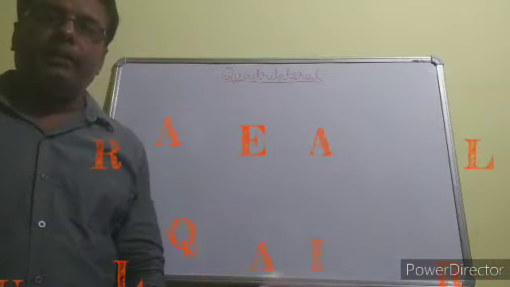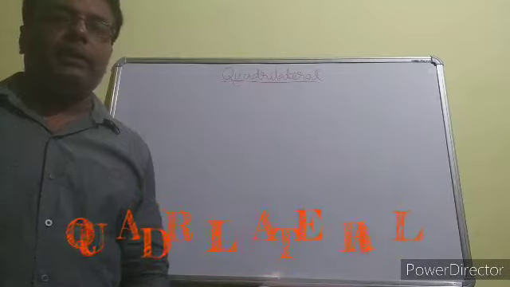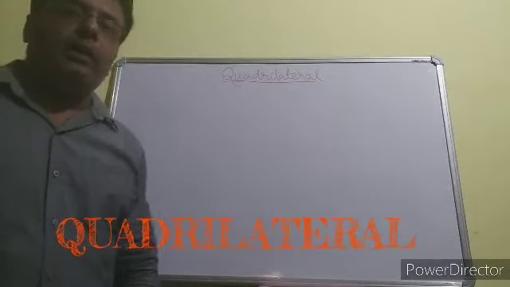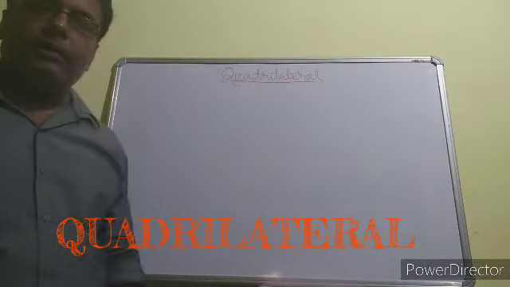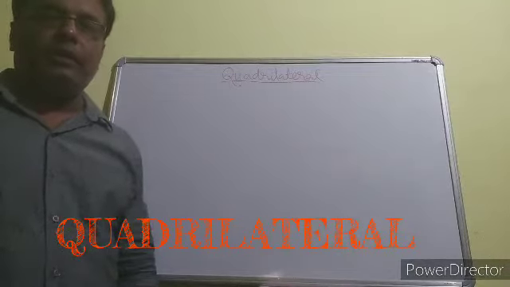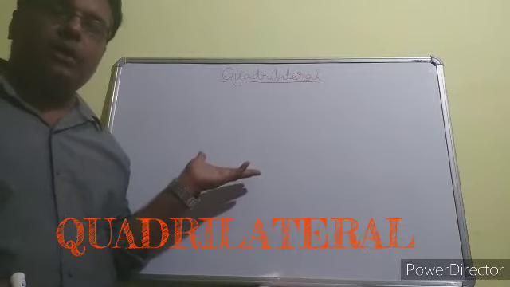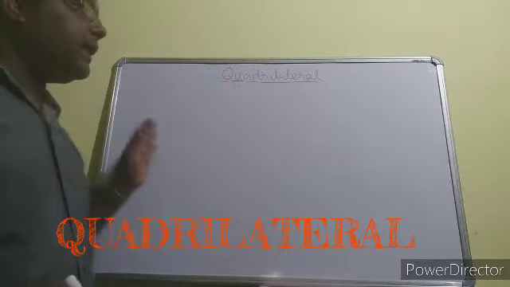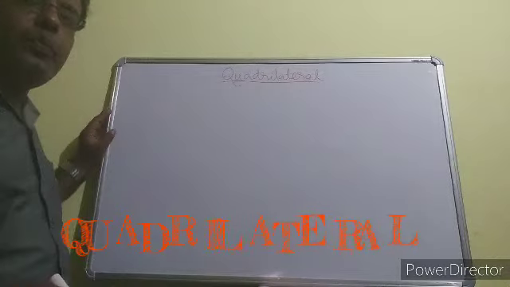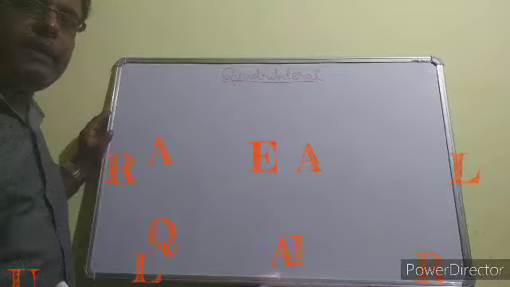So in our previous chapters we learned about triangles. Now what is a triangle? A triangle is a three-sided closed figure. So a quadrilateral is a four-sided closed figure. That is, if we join any 4 points, then we get a quadrilateral.